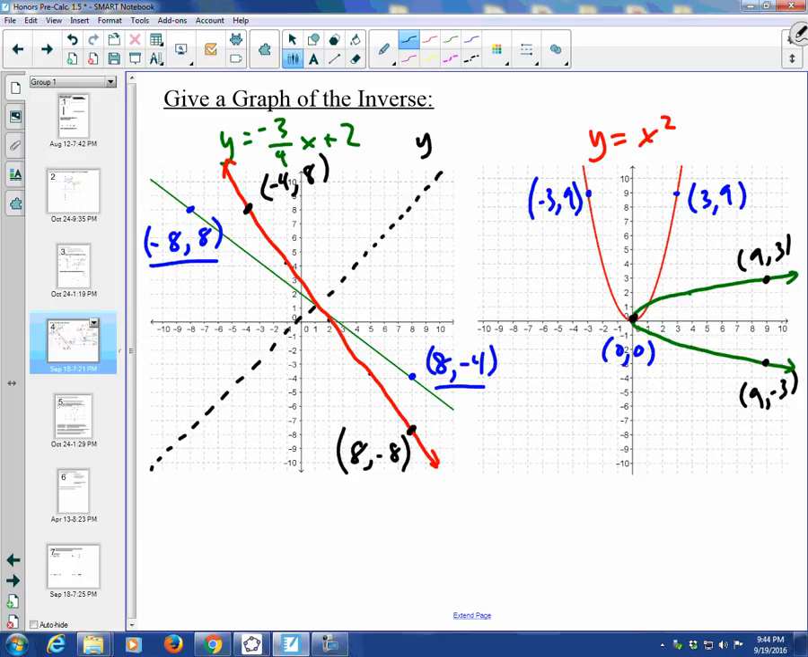And so when I draw in y equals x, the line where every x value equals the y value, they do in fact look like reflections across that line.